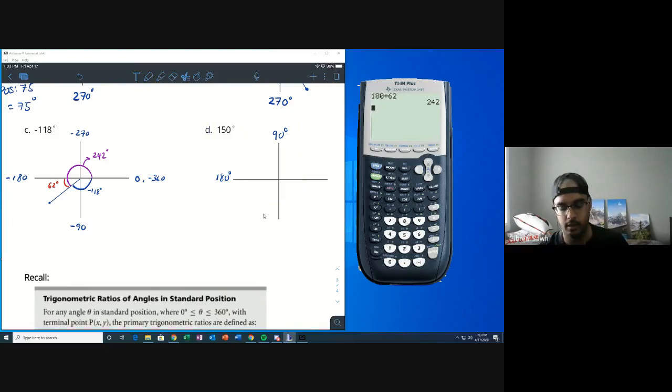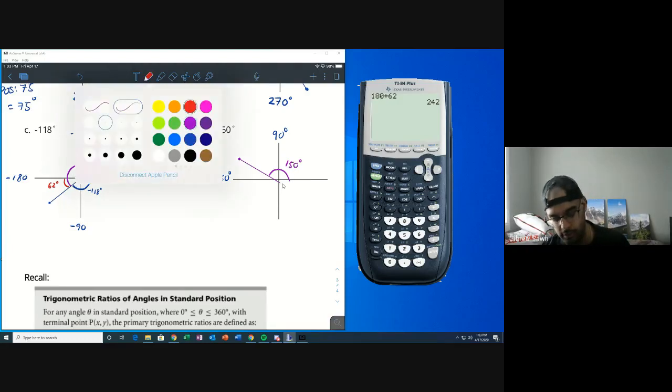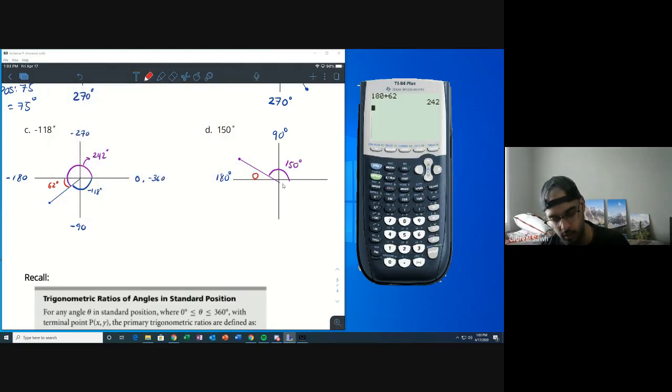Okay. So there's my 2, and 150 is going to be in between them. So somewhere in the middle, closer to 180. Now, that would be our standard position angle of 150, which would mean our reference angle, the one attached to that terminal arm and the x-axis, needs to be 30 degrees, okay, to make up the full 180.